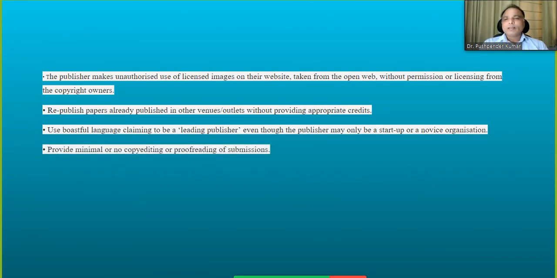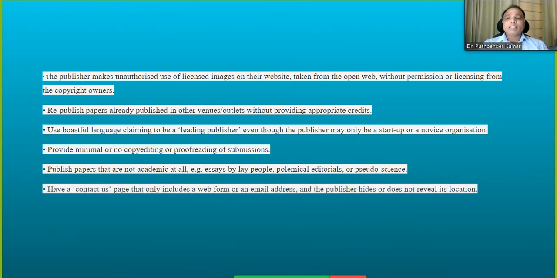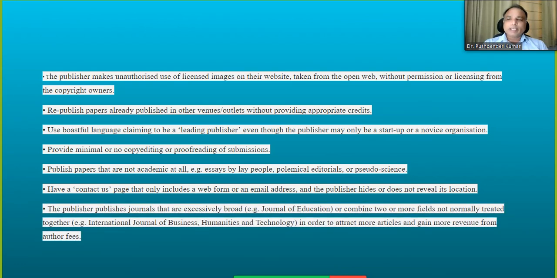And they don't give any copy editing or proofreading, right? They say that you send your paper, we'll publish it, don't worry. No proofreading, no copy editing, nothing. And then they publish papers that are not academic, I mean, where you just think something and write, and they will publish it. So it's not a good journal. And if there is no contact number, no contact email ID, nothing is given, location is not given, that means this is duplicate or predatory.